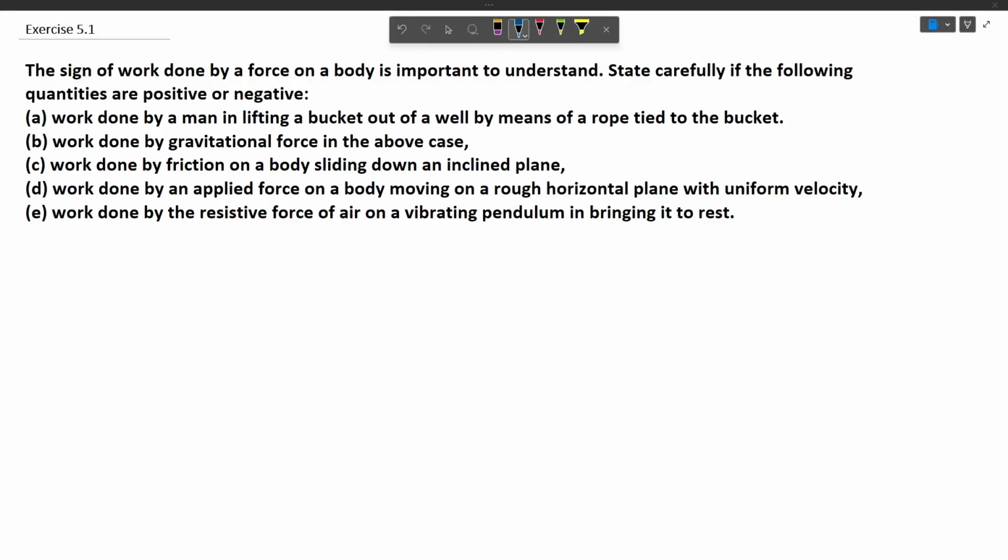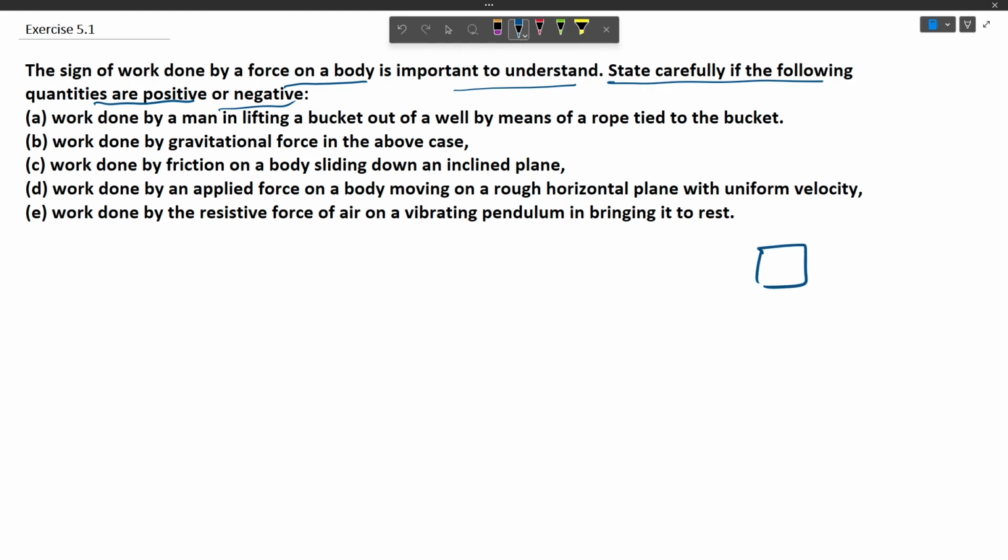The question says that the sign of work done by a force on a body is important to understand. State carefully if the following quantities are positive or negative. So let us first recap the definition of work done.